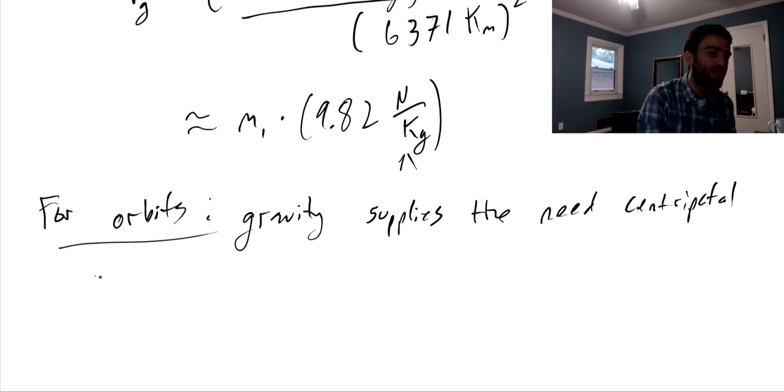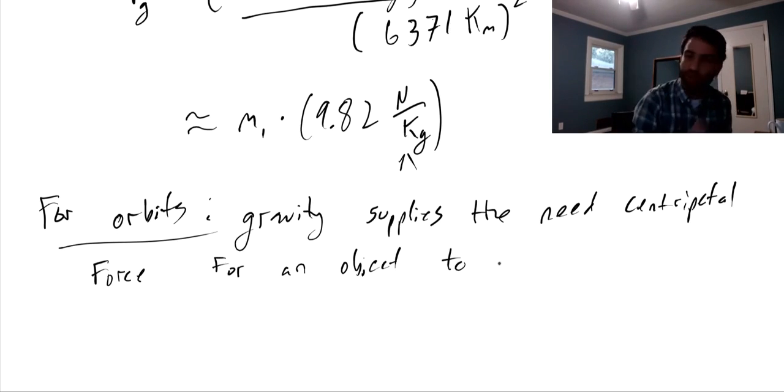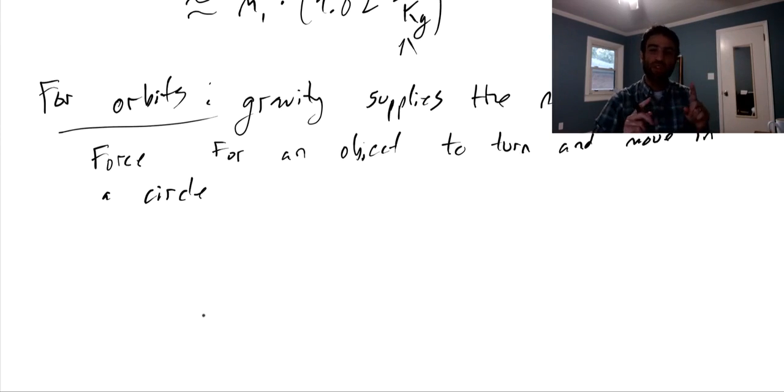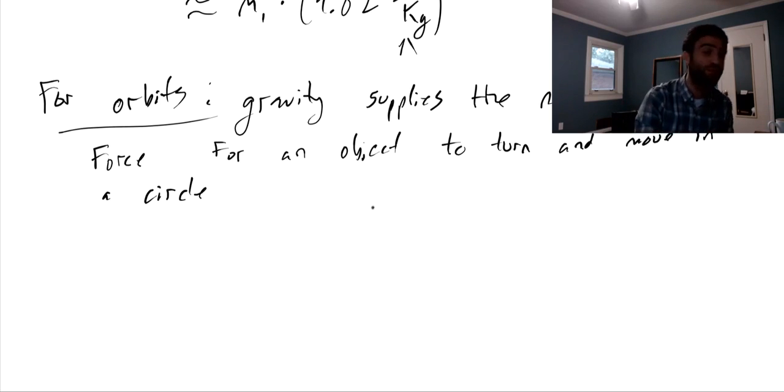Centripetal force is needed for an object to turn, right? To turn in a circular orbit, or later we'll see an elliptical orbit, to turn and move in a circle. We saw in the last chapter that for uniform circular motion, the centripetal force was directly related to both the square of the angular velocity and the radius, right?